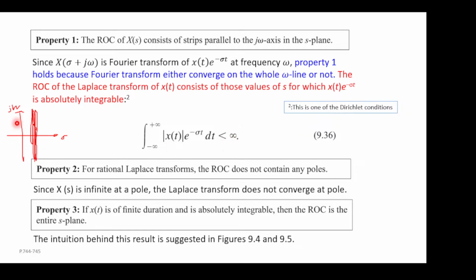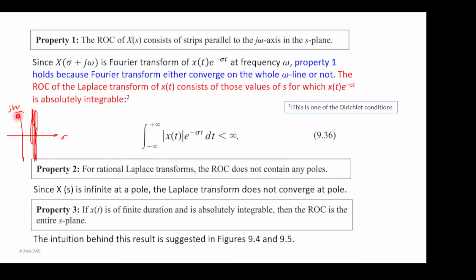This makes some sense because this is one of the Dirichlet conditions, and we say that if your x is not weird, then the Fourier transform should converge. Here we are assuming our x behaves nicely, so it doesn't have too many maxima, minima, etc. Anyway, this is a condition we'll use later. So if at this sigma x of t e to the minus sigma t is absolutely integrable, then very likely the Fourier transform will converge, and so your Laplace transform converges on this line. Okay.